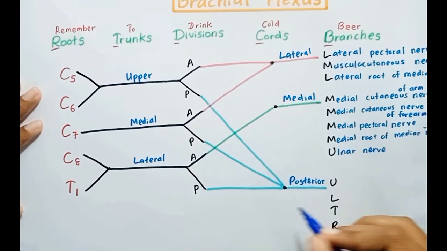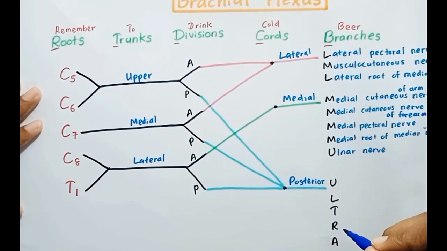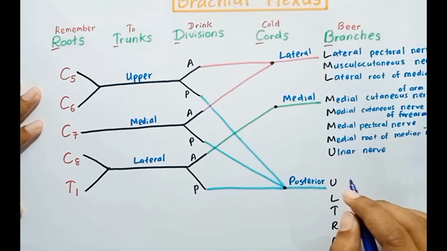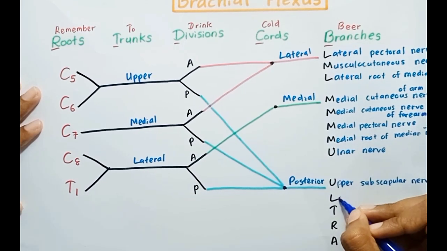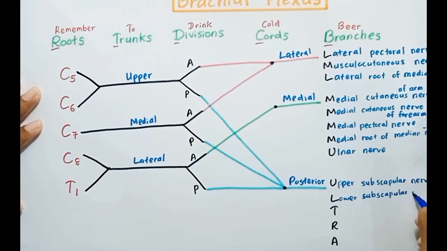So now let's move to the posterior cord and its branches. Here U means upper subscapular nerve and then lower subscapular nerve. And these 3 are thoracodorsal nerve, radial nerve and axillary nerve.